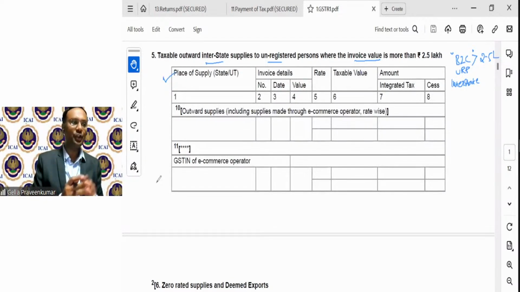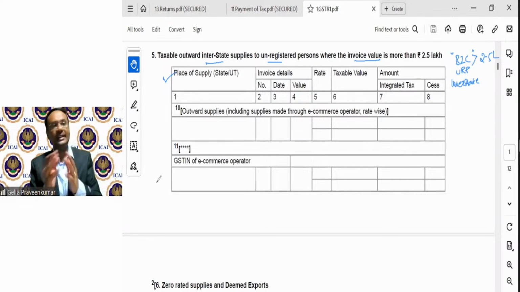Under income tax, you have some connected provisions: don't collect cash of more than 10,000. When I make a cash payment, I should not exceed 10,000. Similarly, a seller can collect cash of not more than 2 lakhs.